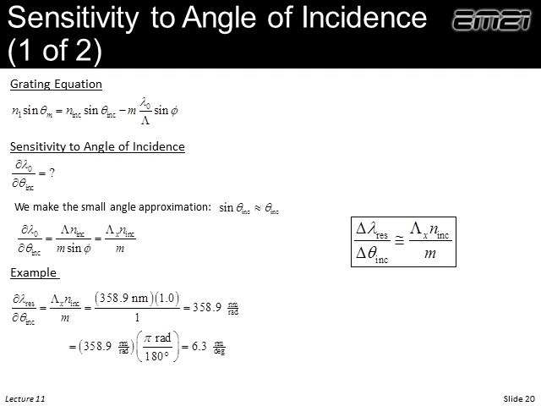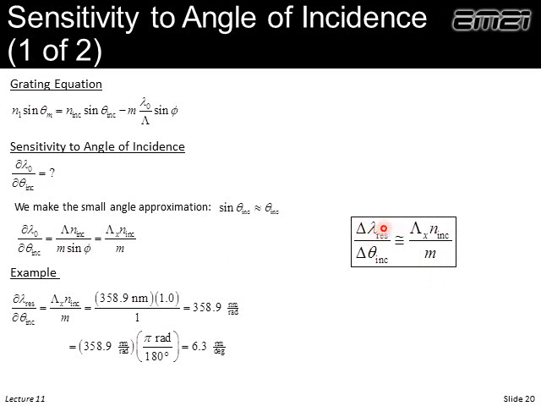The guided mode resonance filter is very sensitive to angle of incidence, and we can figure that out through the grating equation. So we start with the grating equation, and maybe we want to figure out how much the resonance shifts in wavelength relative to a change in angle of incidence. So we differentiate the grating equation, and we end up with our final equation.